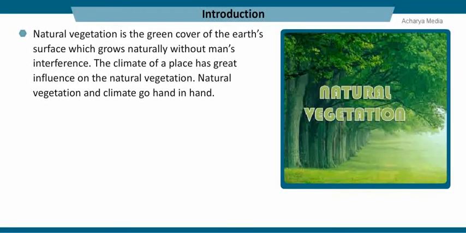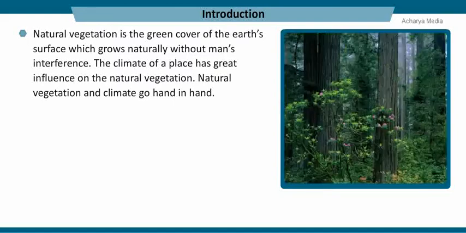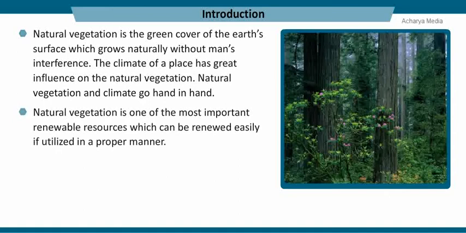Natural vegetation is the green cover of the earth's surface which grows naturally without man's interference. The climate of a place has great influence on the natural vegetation. Natural vegetation and climate go hand in hand. Natural vegetation is one of the most important renewable resources, which can be renewed easily if utilized in a proper manner.